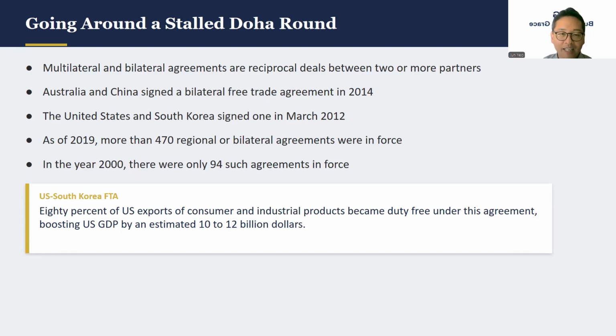Each new bilateral deal creates its own separate set of rules, so a company trading with many partners can end up managing dozens of different tariff schedules and rules of origin at once, which adds real complexity even as it lowers tariffs.